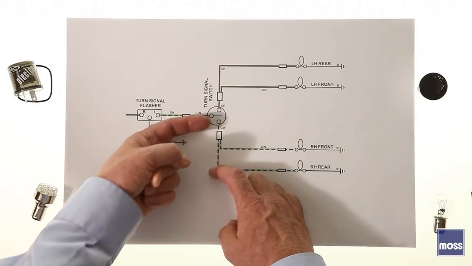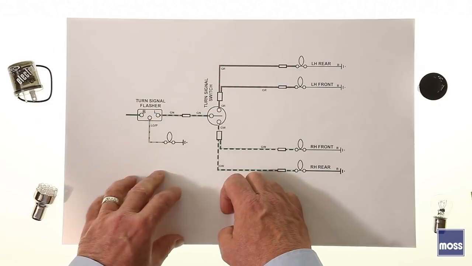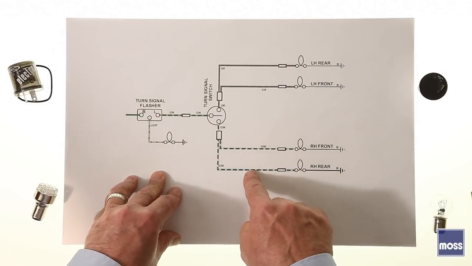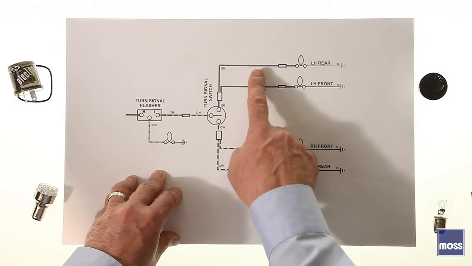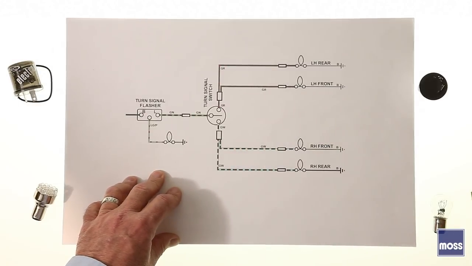You have your turn signal switch. There's a finger inside here that moves up and down. And virtually all these cars, green with white indicates the right side of the car. Green with red indicates the left side of the car. So let's turn it on and see what it does.